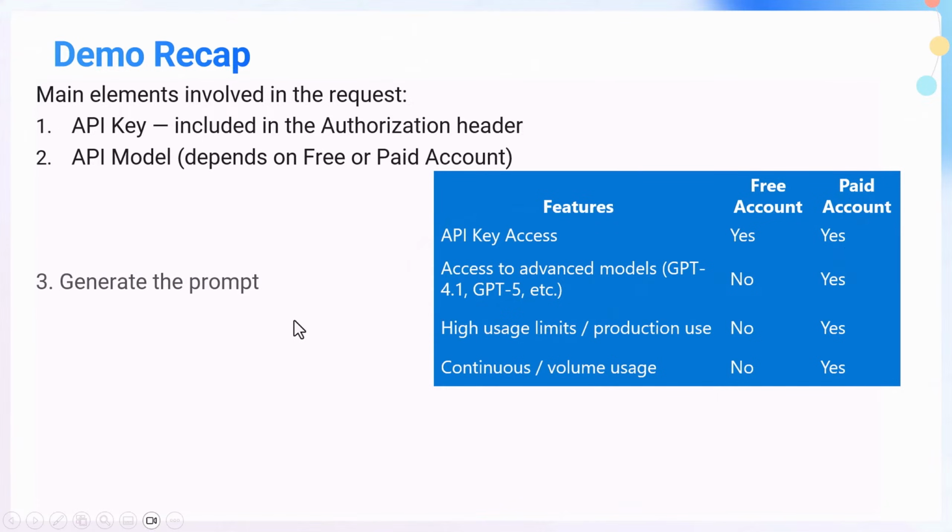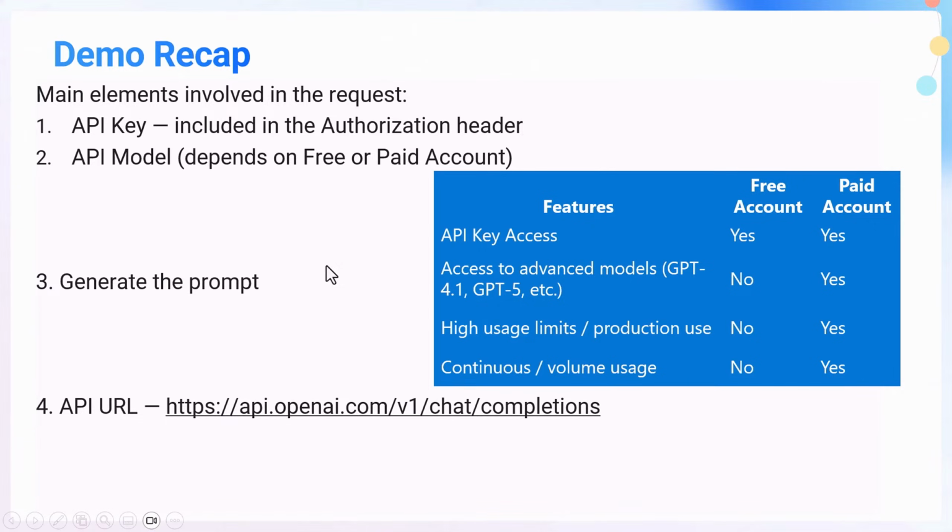Okay. The third element is the prompt. Remember that you need a prompt to send, and this prompt has to be very specific with all the details in order to get the best answer that you want. The fourth element is the API URL. OpenAI gives us a URL that we use to communicate to the chat. It is the endpoint you call when you want to send a prompt to a chat model like GPT-4 or GPT-5, for example, and receive a response using your API key.